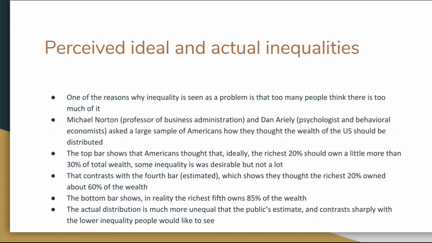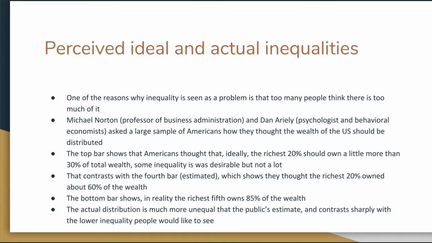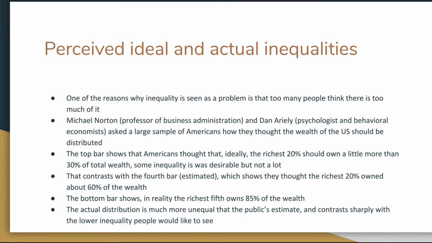So that means that people thought the richest 20% should own more than 30% of the total wealth. In contrast with the fourth bar, which is estimated, which you'll see in the next slide where the graph is shown, they thought the richest 20% owned about 60% of the total wealth. In the bottom bars, in reality, the richest fifth owns 85% of the wealth.